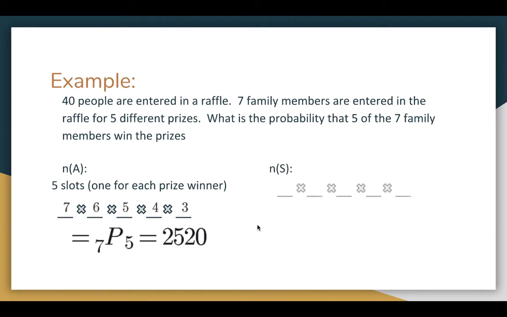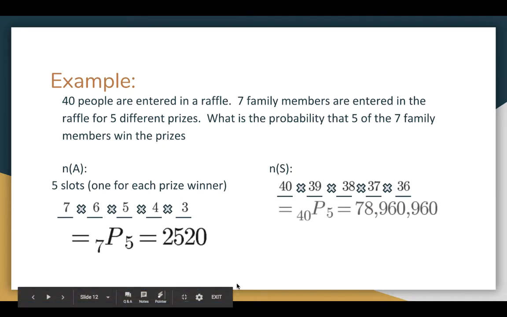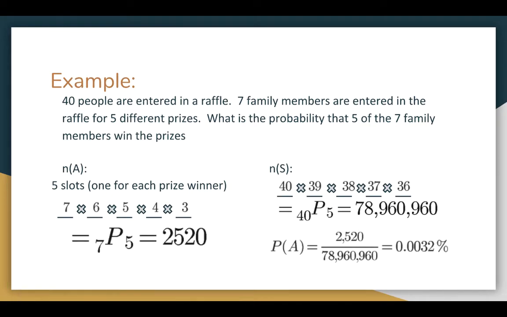N of S is 5 slots, but now we have 40 for the first one, 39, 38, 37, 36. So that's 40P5, which is 78 million. And it's not a very likely chance, of course, that your family is going to win all the prizes. You can imagine that. It's 0.000 something, I think, and after you multiply by 100, you get 0.0032%.